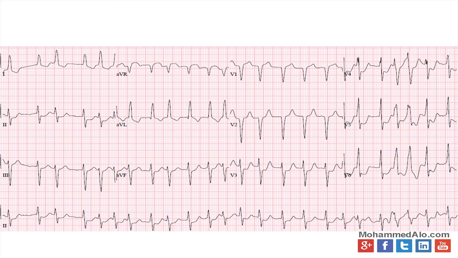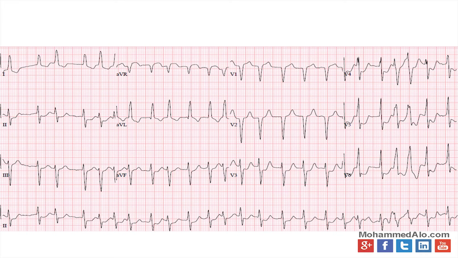If you notice, if you look at V5, V6, V4, lead two, if you look all around, the patient has ST depressions. So this patient is tachycardic with ST depressions. So he has significant coronary artery disease. He's ischemic when he's a little tachycardic. So it probably needs a cath or a stress test at some point as well.